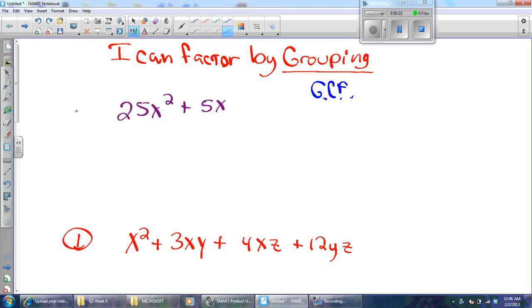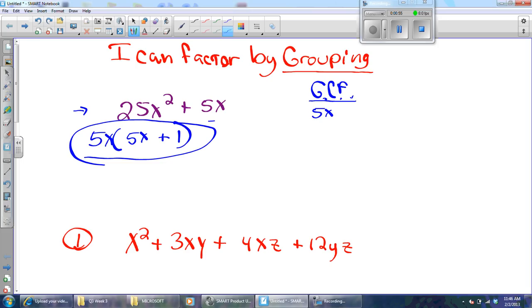Let's say this problem here, we have 25x squared plus 5x, and we are going to factor it using the GCF. So I look for the greatest common factor between 25x squared and 5x. Looks like my GCF in this case is going to be a 5x. So I bring a 5x out front of the quantity. Dividing this term by 5x gets me 5x. Dividing this term by 5x gets me a positive 1. And there you go. I just factored using the GCF.